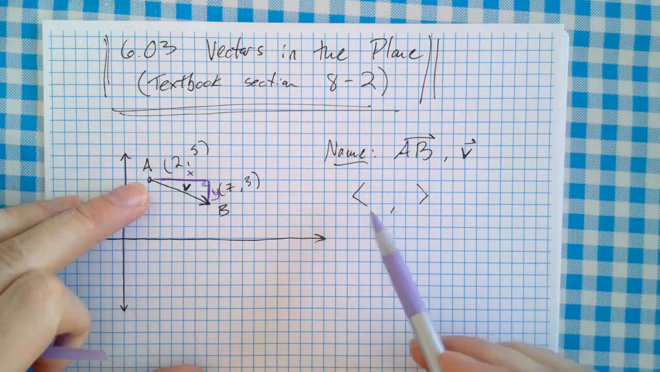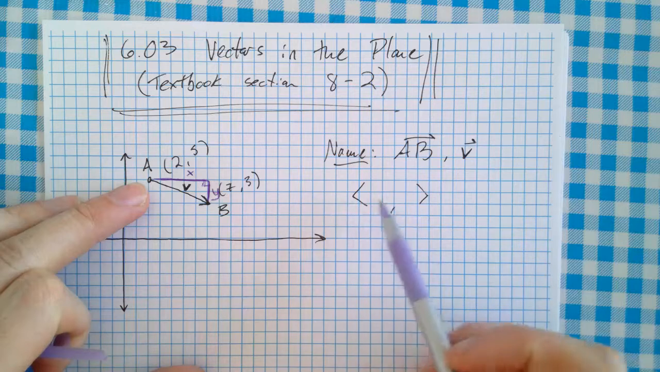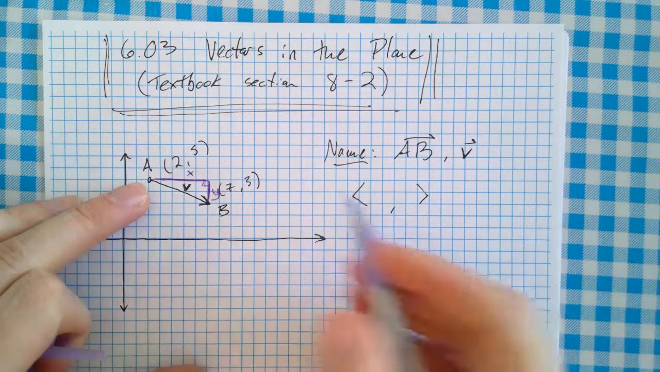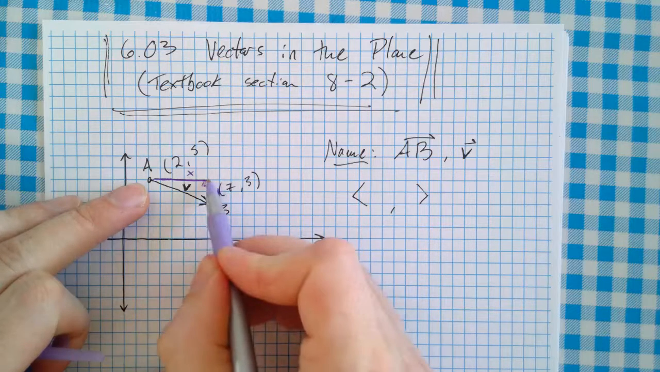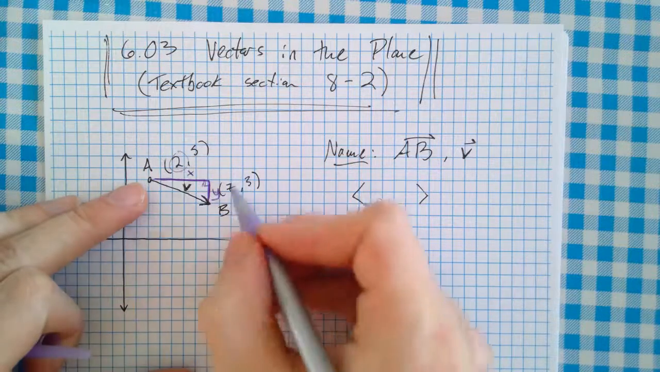This is a lot like the notation for a point in space. A vector is a lot like that, except that you have these pointy brackets on either side of it. Okay, so what is the x value? What's the x component of my vector? Well, it's the distance from this x component to this x component.